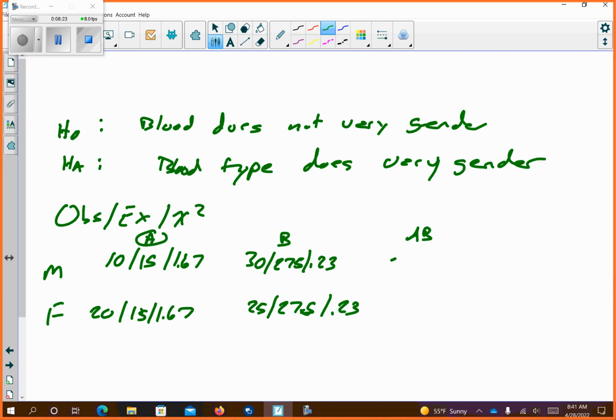AB, we have 25, 25, and 0. And female, 25, 25, 0. And type O, we have 15, 12.5, and 0.5, and 10.